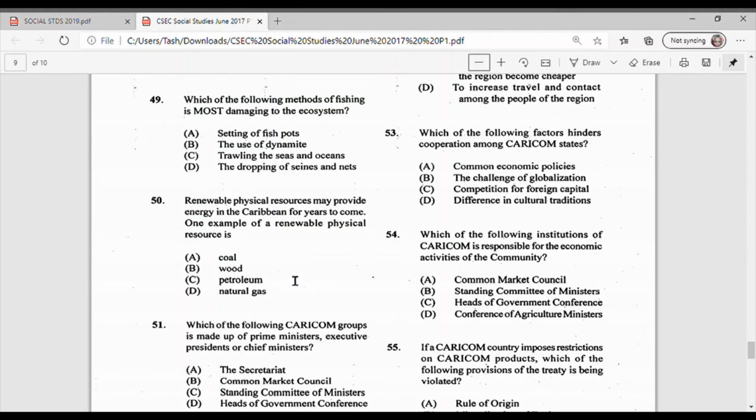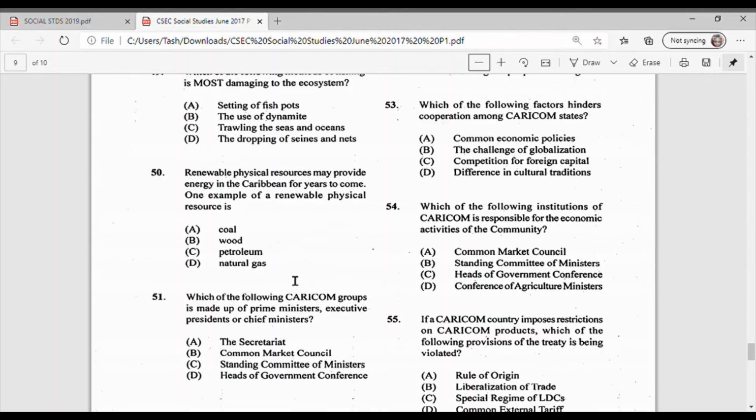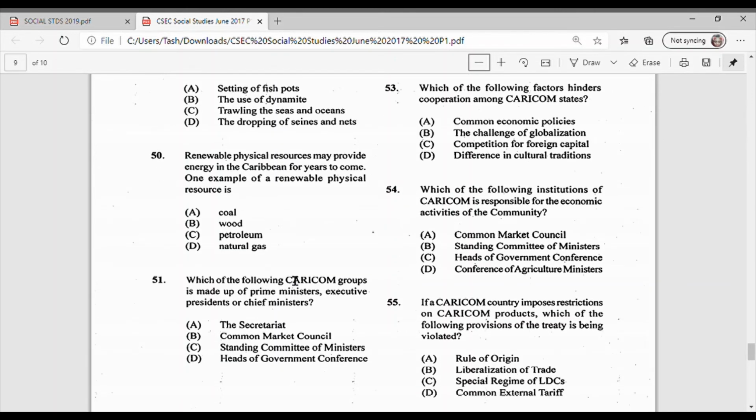54. Which of the following institutions of Caricom is responsible for the economic activities of the community? A, Common Market Council. B, Standing Committee of Ministers. C, Heads of Government Conference. Or D, Conference of Agricultural Ministers. So your answer for 54 would have been letter B, which is Standing Committee of Ministers.